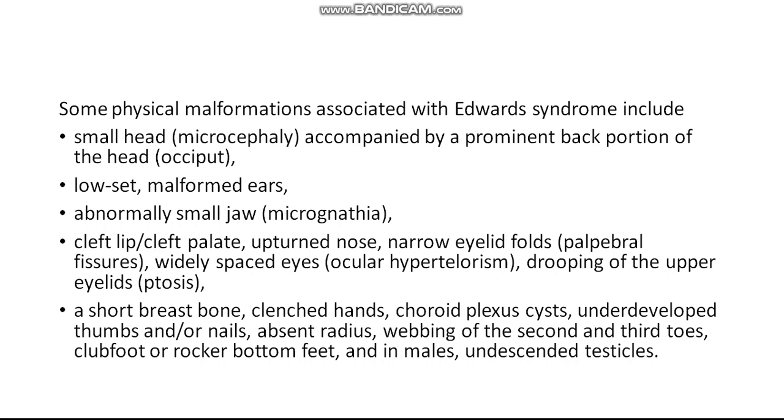In males you can also have undescended testicles. So these are the classic features of Edwards syndrome.